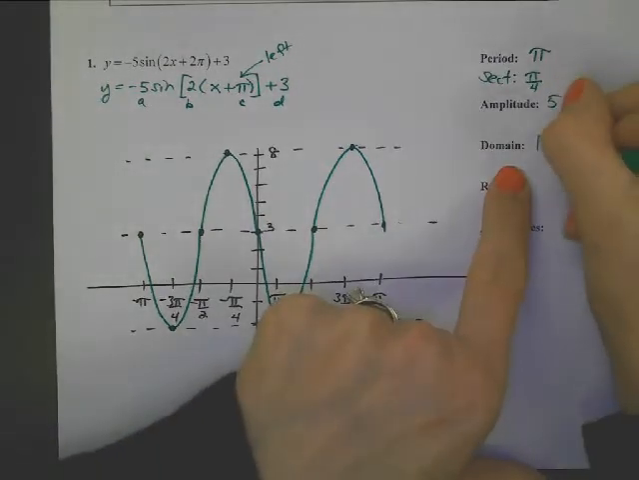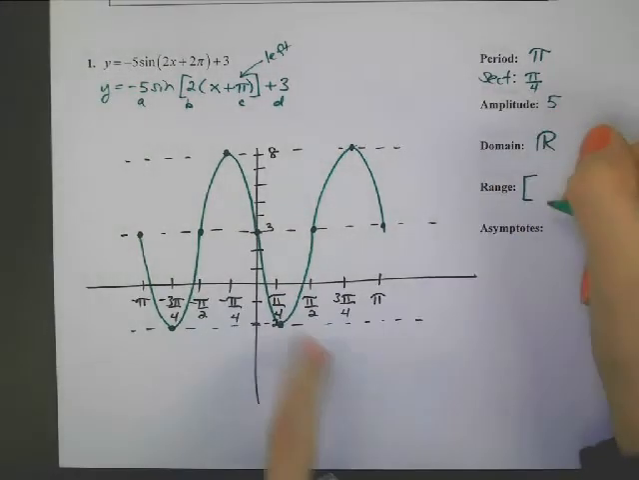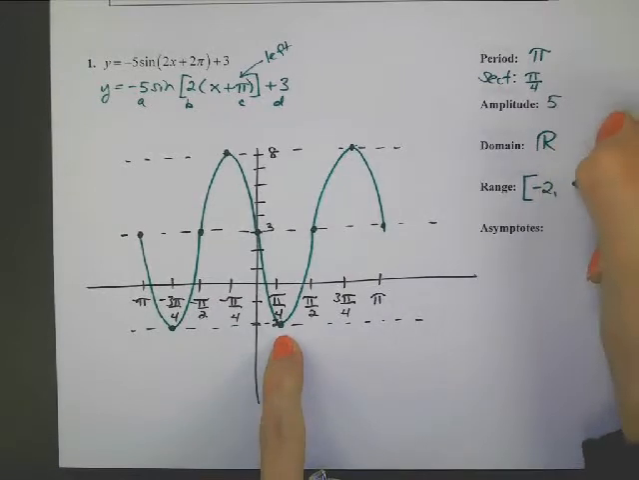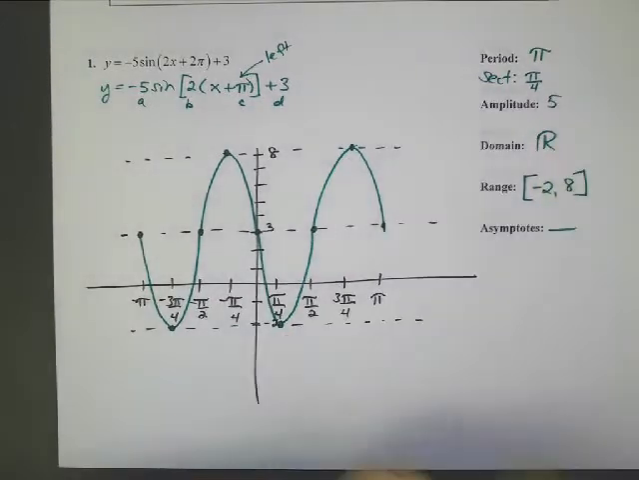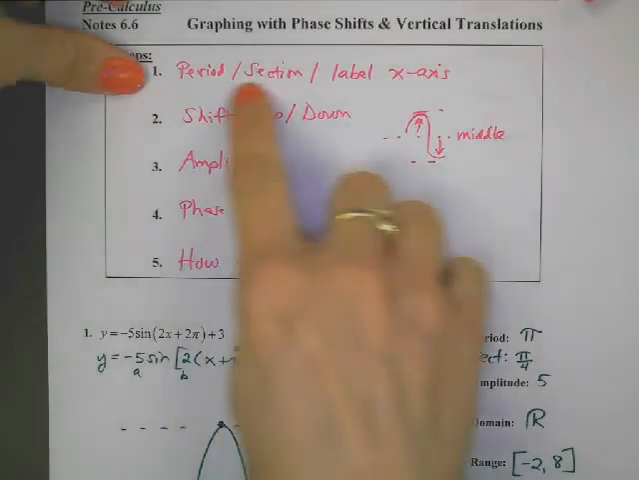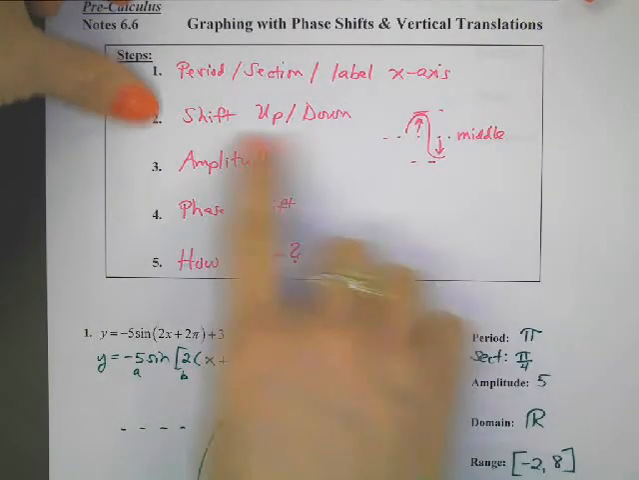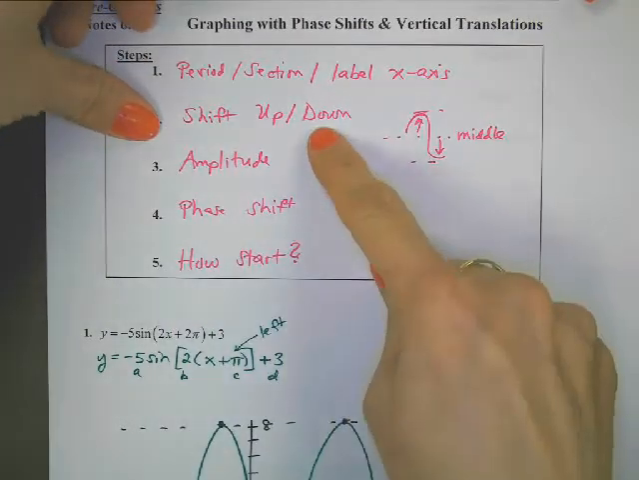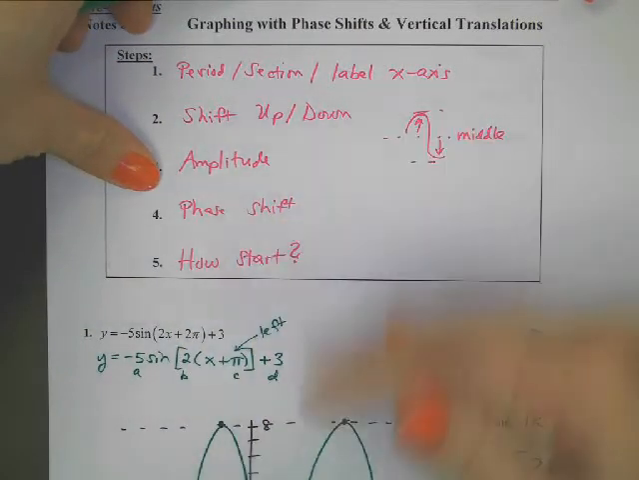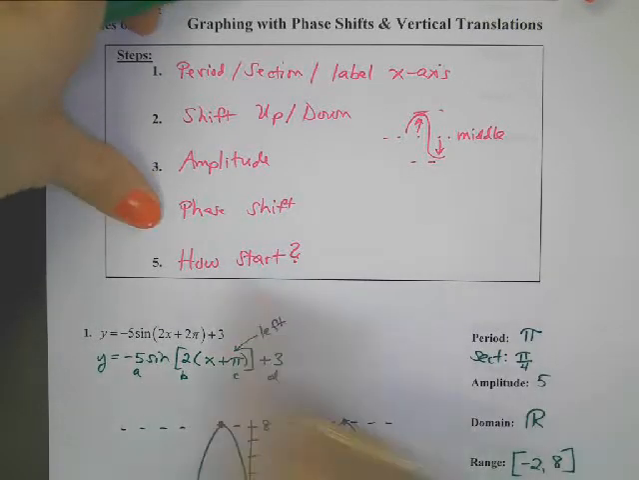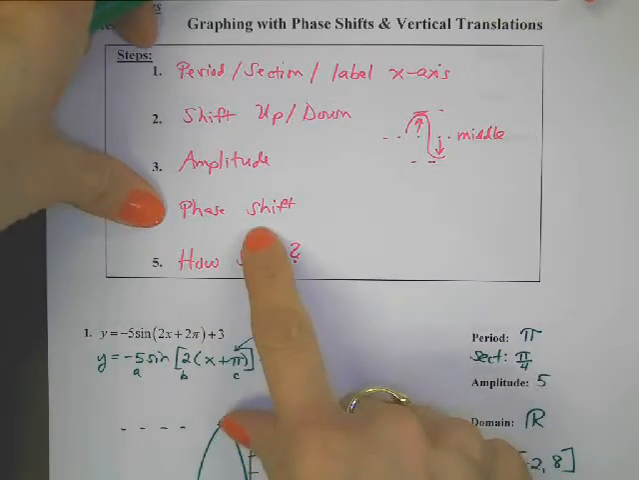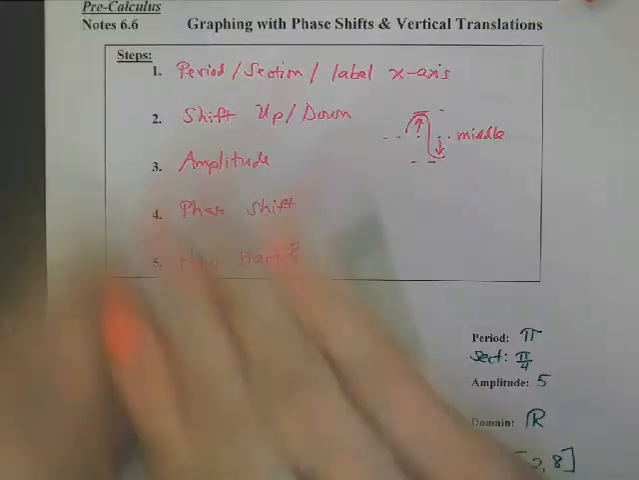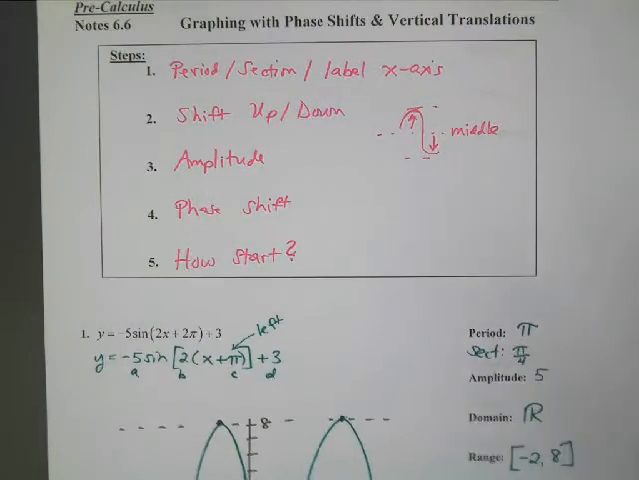Okay, domain for sine is all reals. The range goes from brackets -2 up to 8, and no asymptotes. Okay, so you have to get used to this order of doing things. First, you take a look at the period, the section, the x-axis. Then you shift up, down, draw your middle line. Then you do amplitude up and down to make your high and your low line. Then you figure out where am I going to start, left or right, and how does that graph specifically start.